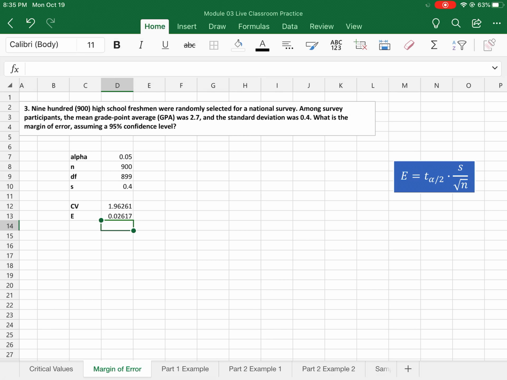Okay. So again, kind of a lot of steps with that one, but just go nice and slow with it and you'll be fine.